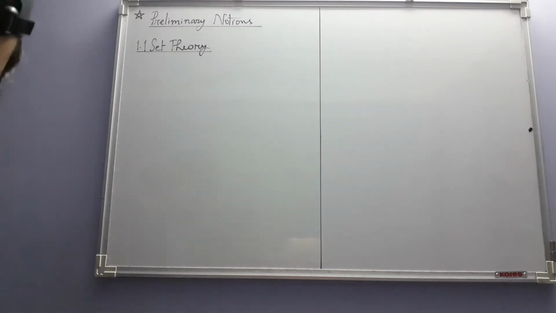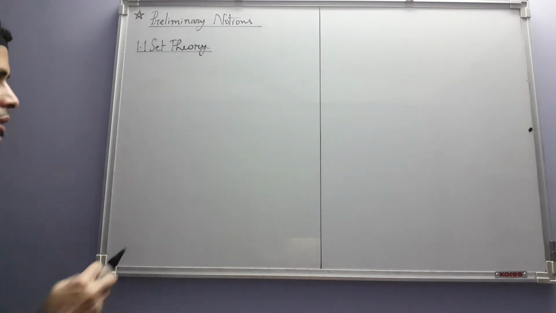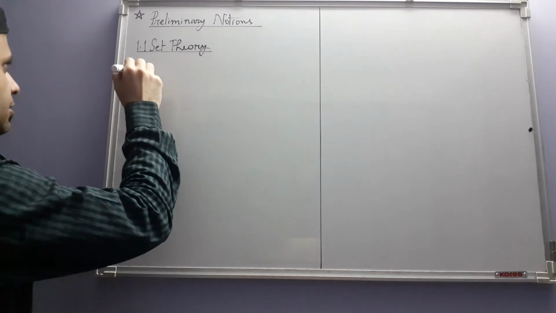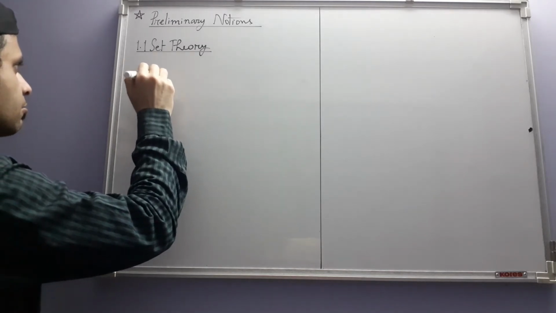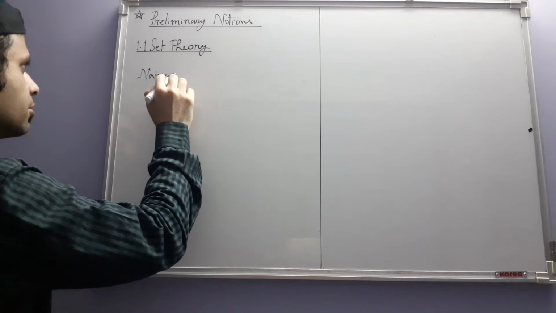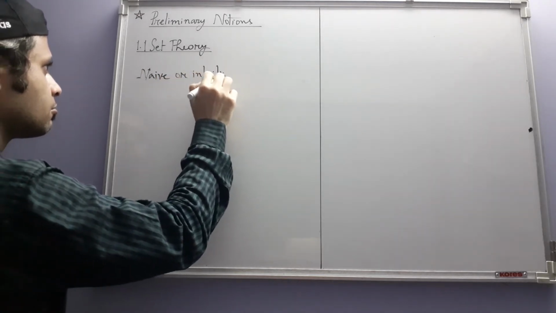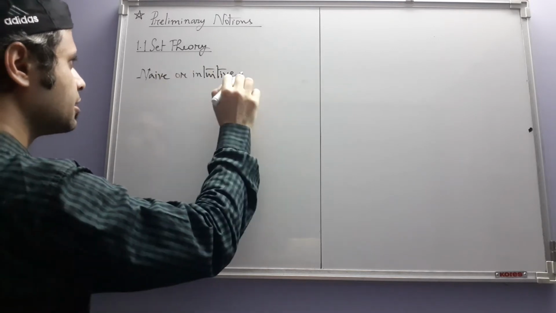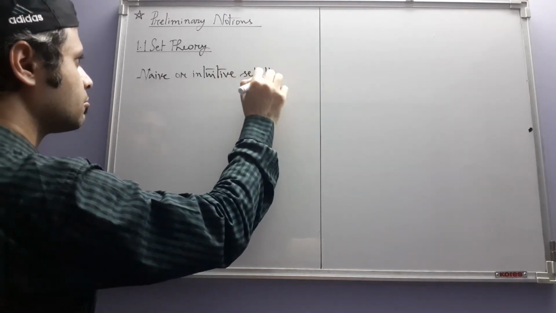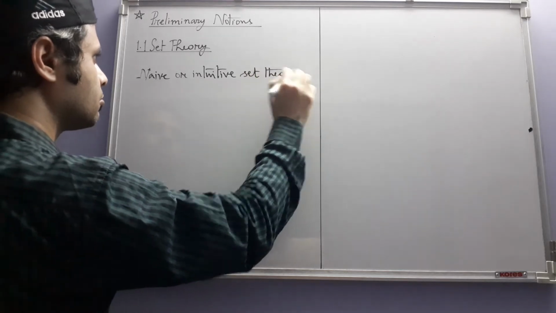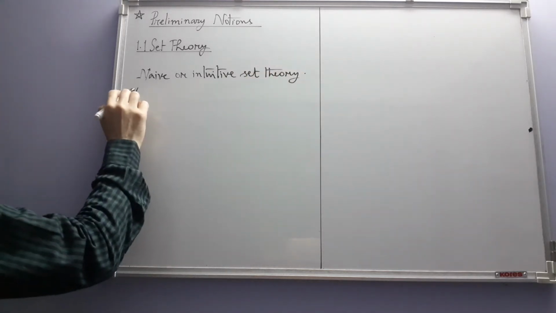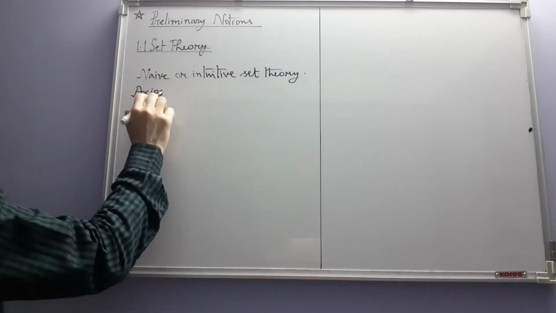Okay. Now, we already know about set theory. We have many videos. We have gone through two different approaches to set theory. The first one that we did is naive or intuitive set theory, and the second one is axiomatic set theory.